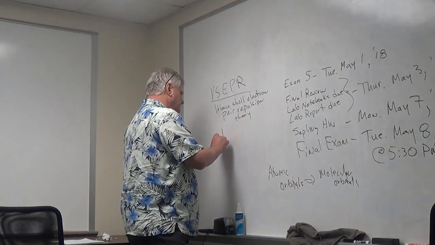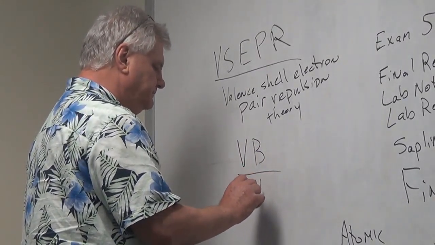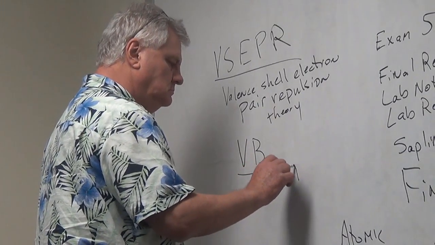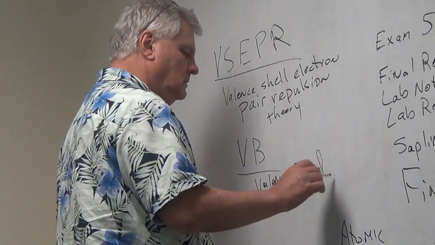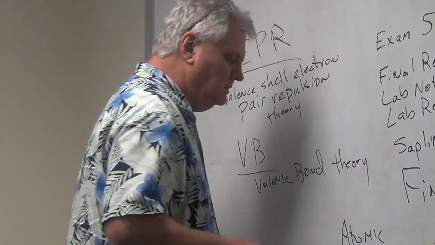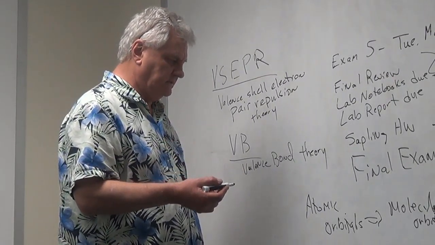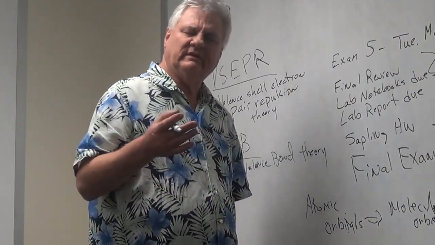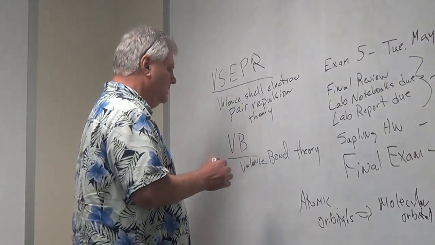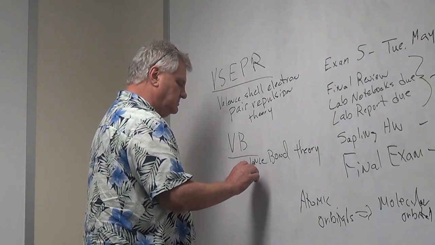Next, we have this concept of bonding that we call valence bond theory. This literally looks at how the atomic orbitals, when they form molecules, undergo what chemists call hybridization. And so they involve a hybridization of atomic orbitals.